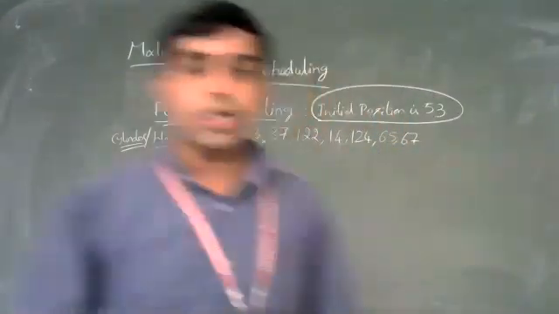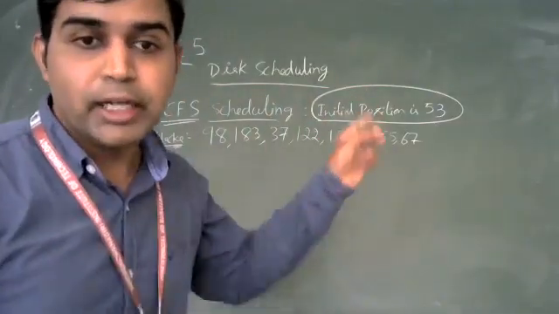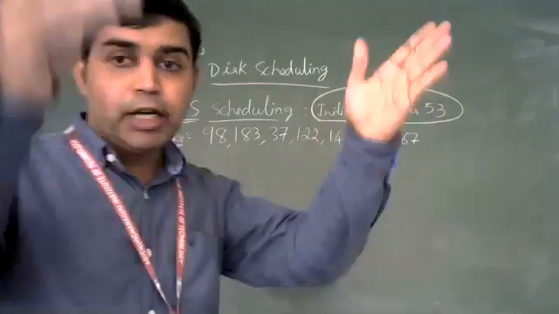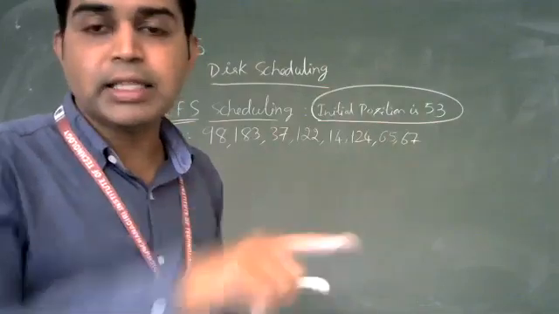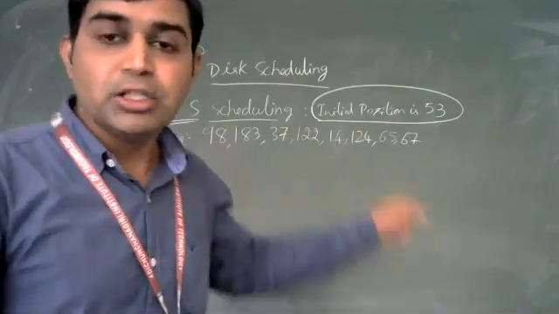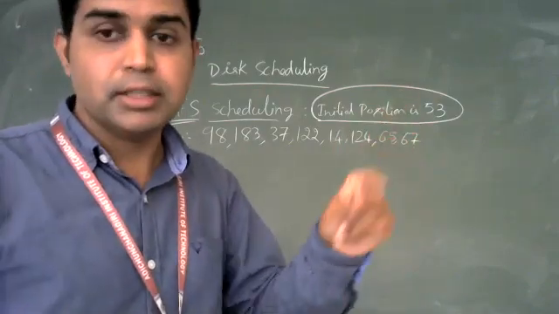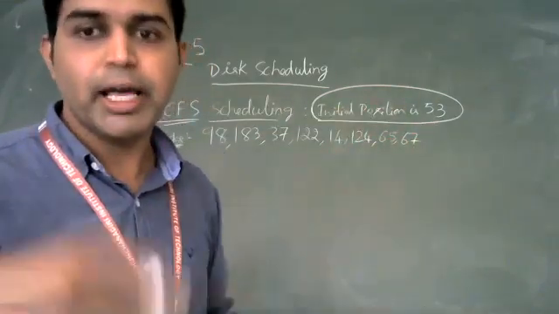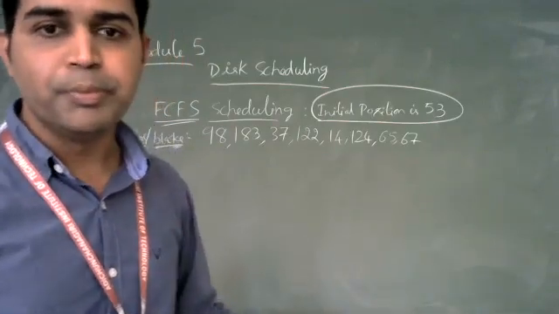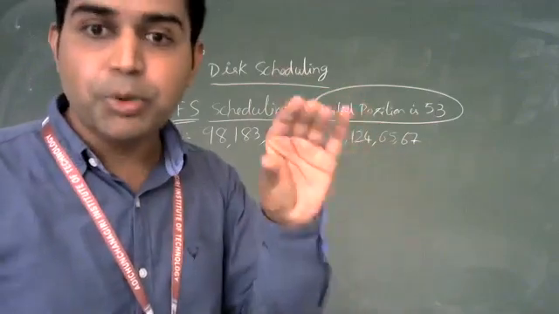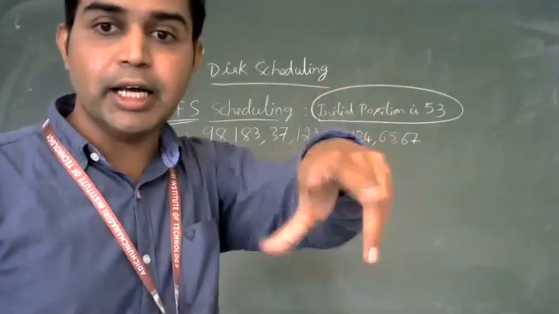So they have given the initial position of your read-write pointer. That number, 53, means... I told you about the cylinders, correct? The circular part in your hard disk is called a cylinder. They are telling us that your read-write pointer is at the 53rd cylinder. You can call them cylinders or blocks, not a problem. That is the current position of your read-write pointer.